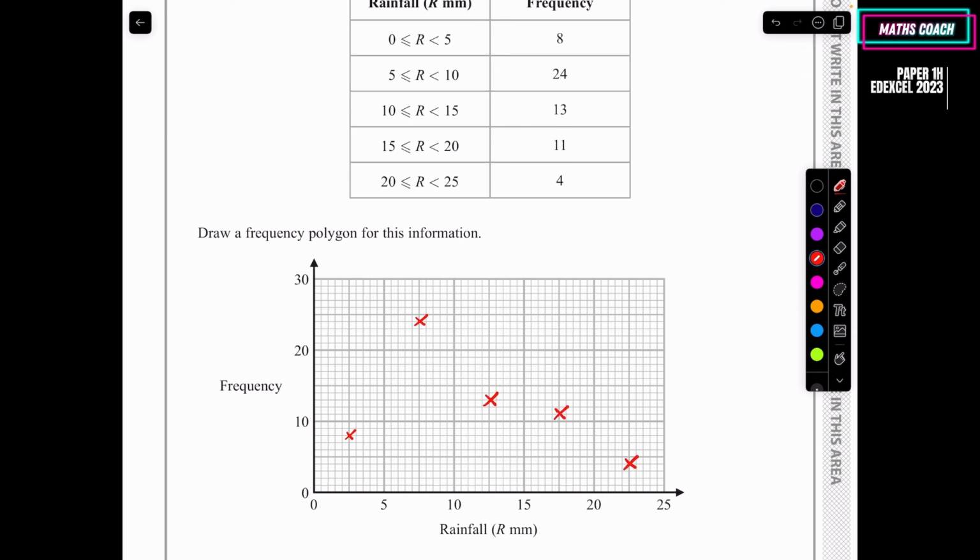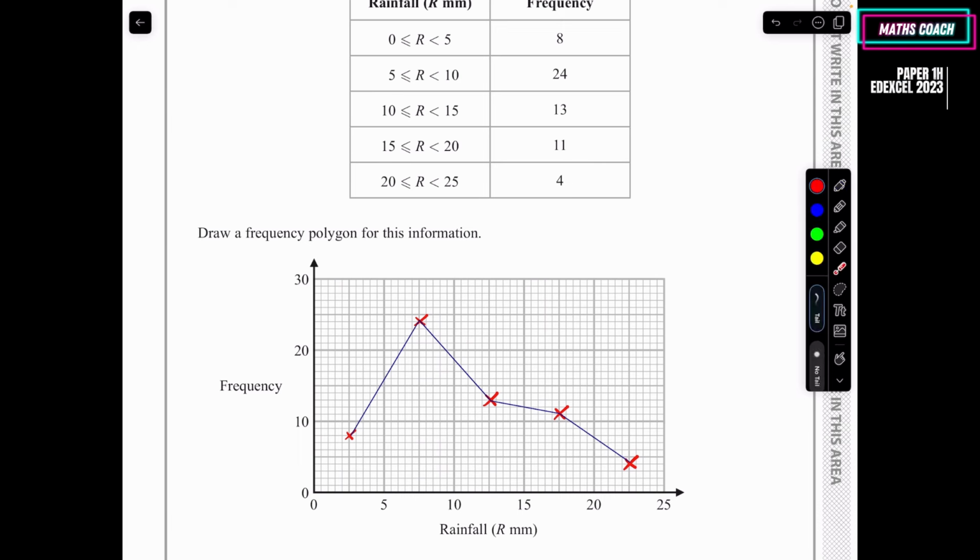All right, so I've plotted the rest of these. Now, what's next? I just get a ruler and I join my lines up. So let's go and do that. There, there, there, and there. Now you can leave it like this, all right?